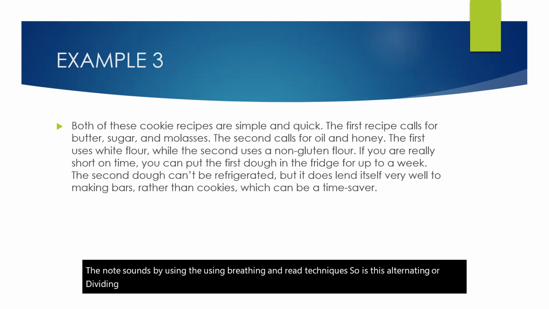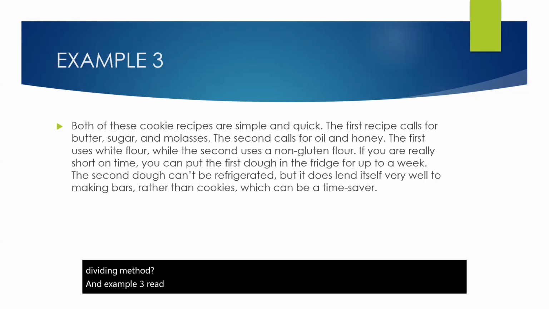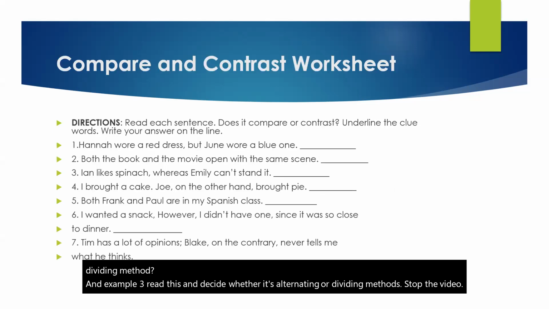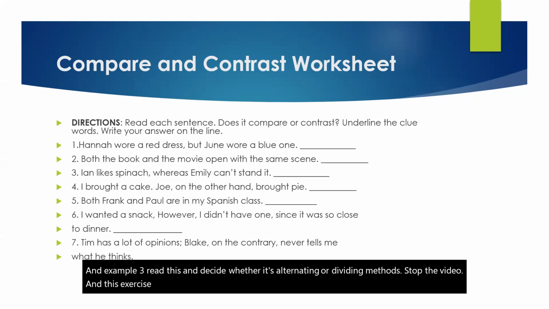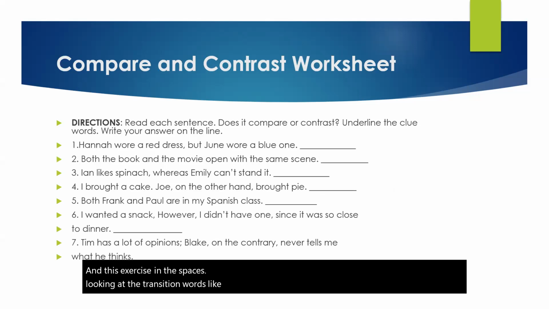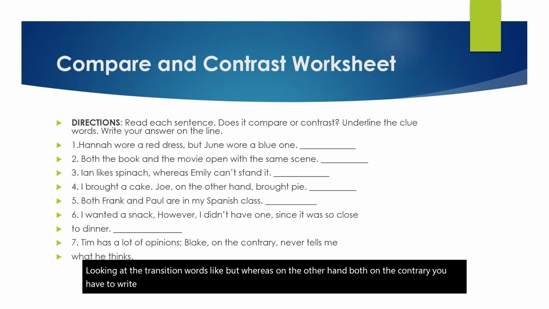And example 3, read this and decide whether it's the alternating or dividing method. Stop the video. And this exercise: in the spaces, looking at the transition words like but, whereas, on the other hand, both, on the contrary, you have to write whether it compares or contrasts.